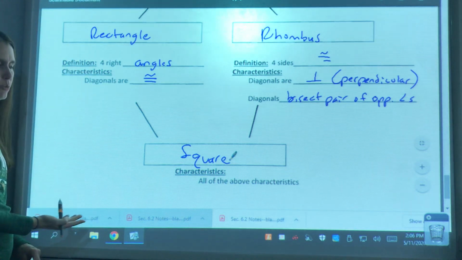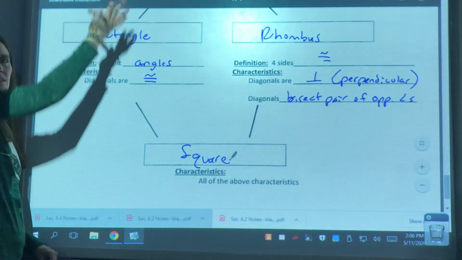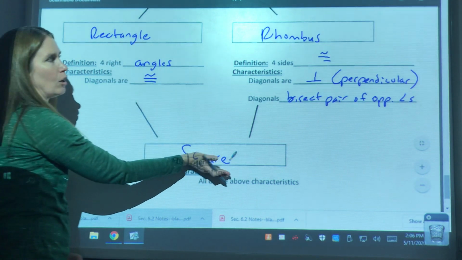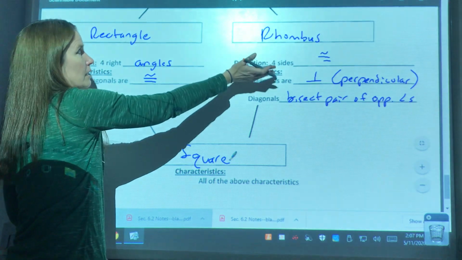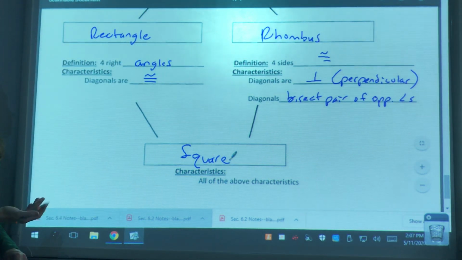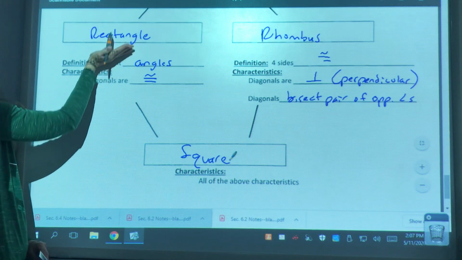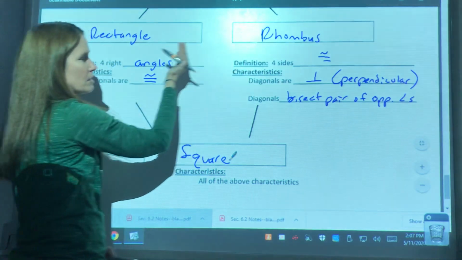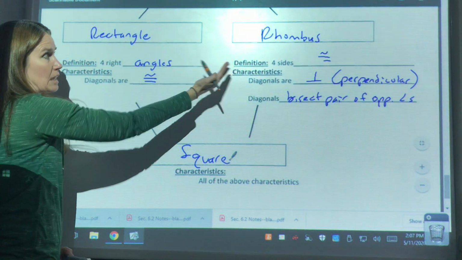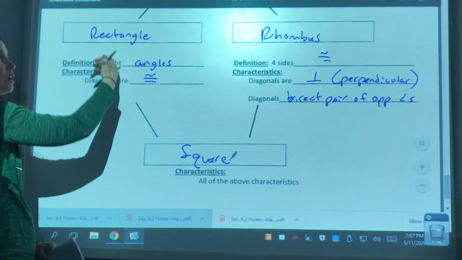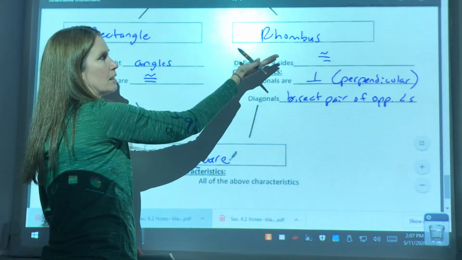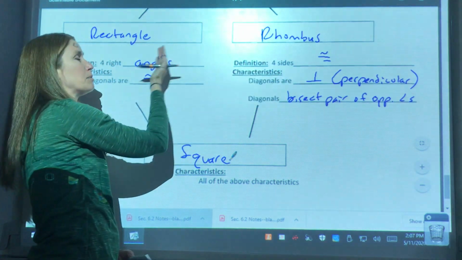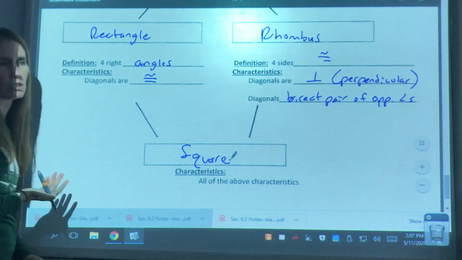And again, a square has no new properties, but it has all the properties listed above on this page. Because a square always has the properties of a rectangle, it always has the properties of a rhombus, and it always has the properties of a parallelogram. A rectangle has all the properties of what's above it, always has the properties of a parallelogram, but it's sometimes a rhombus, it's sometimes a square, but it's always a parallelogram. Same thing with a rhombus. It's always a parallelogram. It has all the properties of a parallelogram always. Sometimes it's a rectangle, sometimes it's also a square.